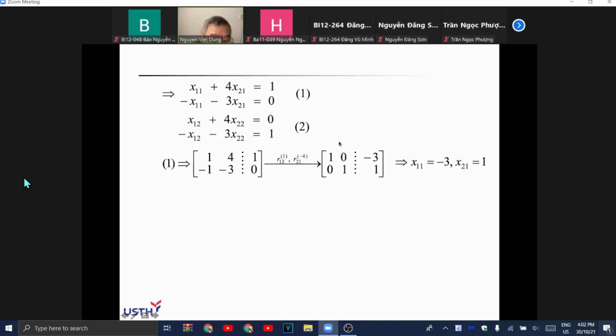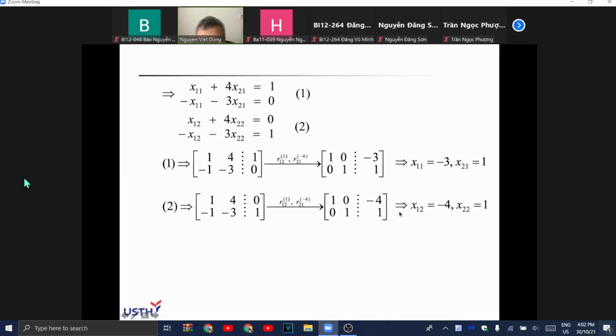Now we apply the same procedure to solve the second system of linear equations. We write down the augmented matrix of the second one. That is the same A as the coefficient matrix. The difference is only in the last column, which is the column here. Then we apply the same operations. You get this, which is also in reduced row echelon form. And from here you get the solution like that one.